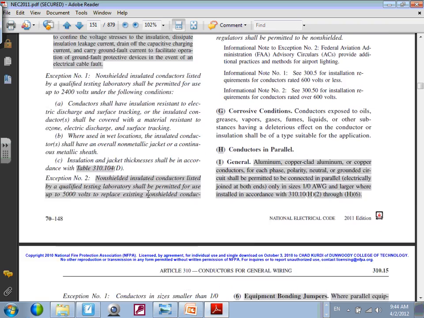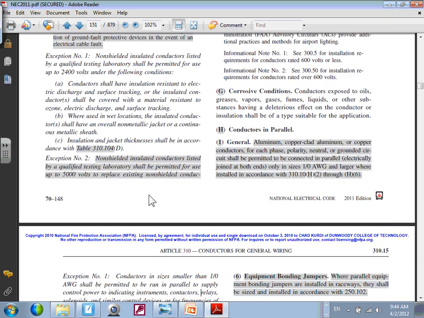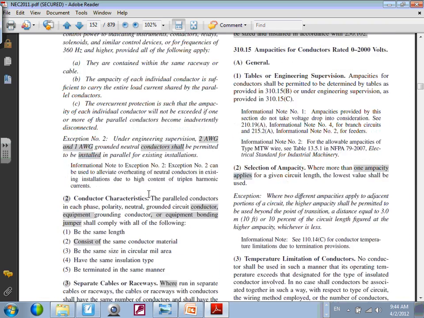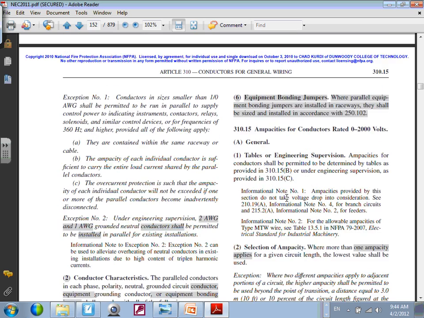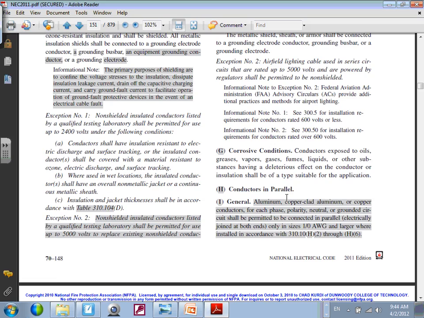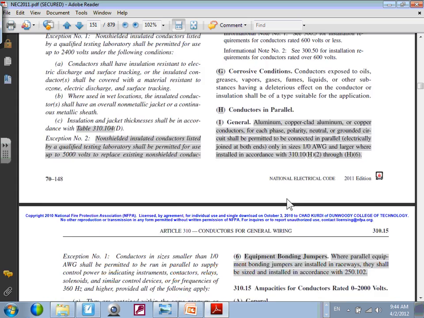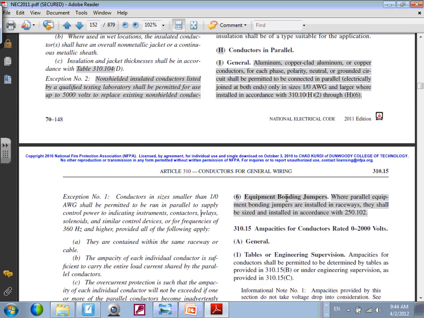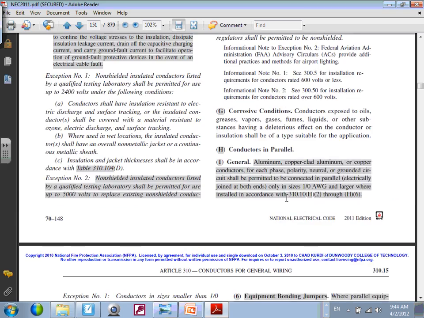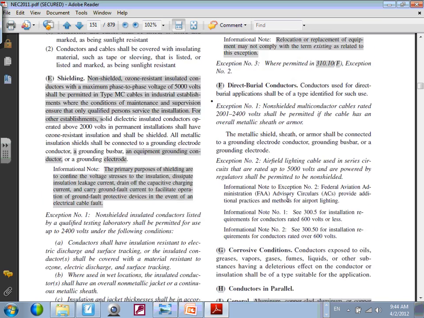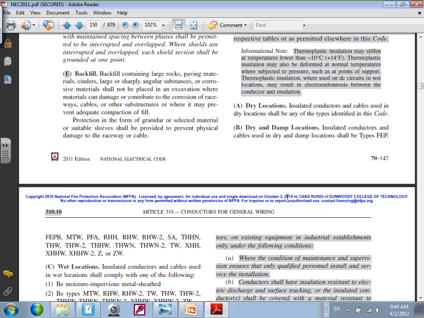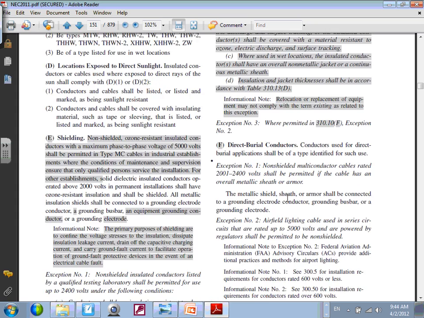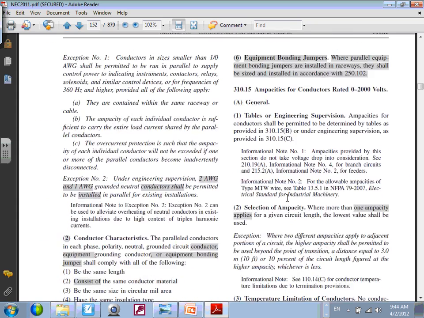Oh, I'm sorry. Yeah, 310.10(H). Continue with 310.10(H), guys. The conductor. 310.10(H)(1). Thank you. 310.10(H)(1).